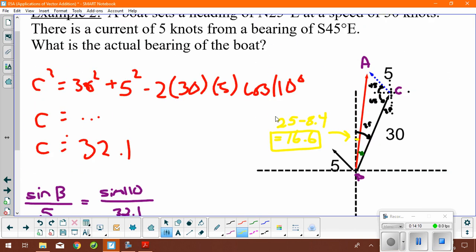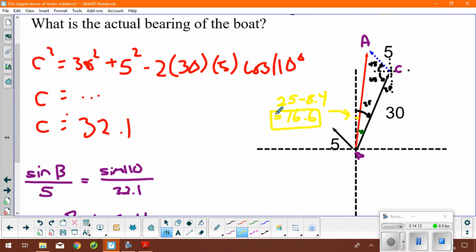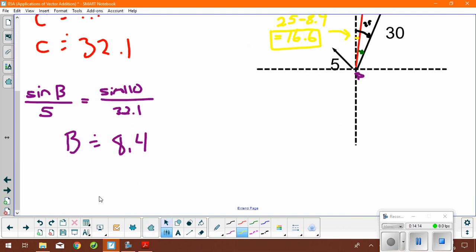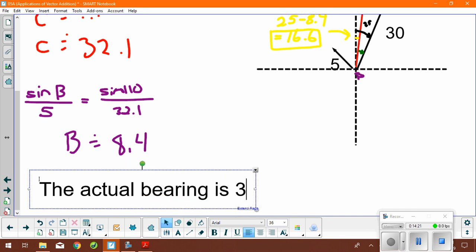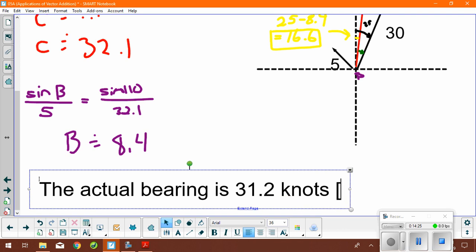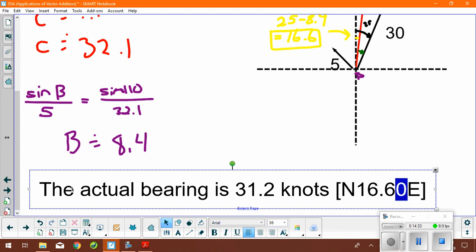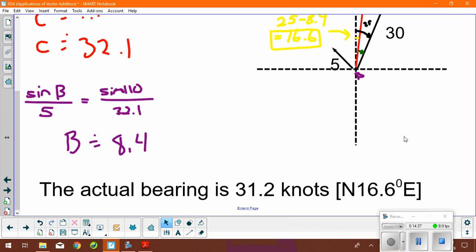So my concluding statement: the actual bearing of the boat is 32.1 knots, and the direction is north 16.6 degrees east. Okay, and there we are.